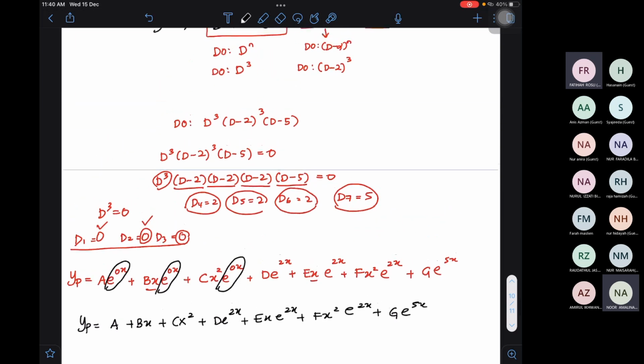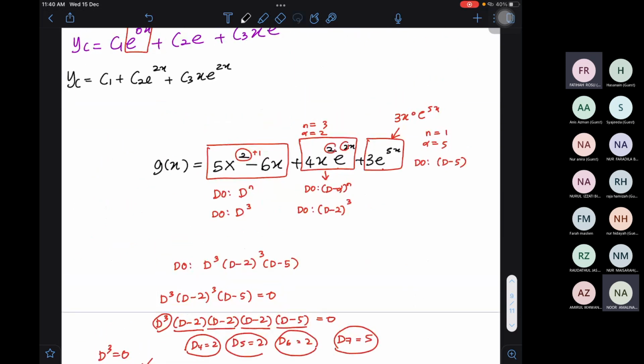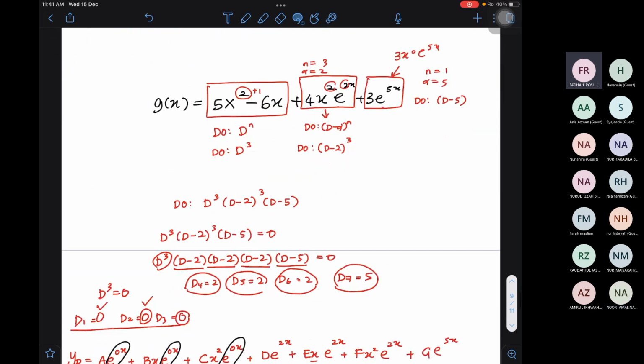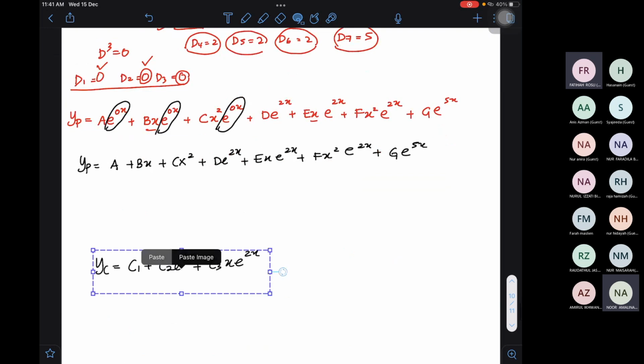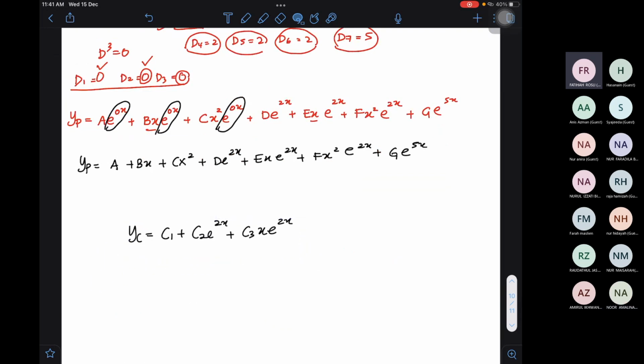Okay, cuba tengok YC awak. YC awak tadi, this one. Kita nak tengok ada tak yang sama. Okay kelas, tengok dekat sini, dia ada constant. Yang ini pun ada constant. Tak boleh kelas. Okay, dia tak boleh. So dekat sini kena tambah x. Kita kena modify. Dia jadi Ax.